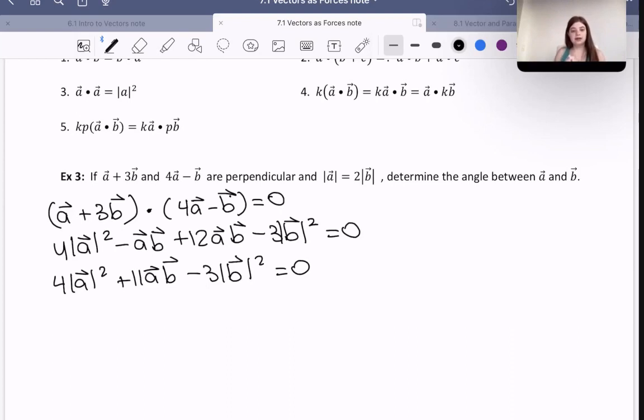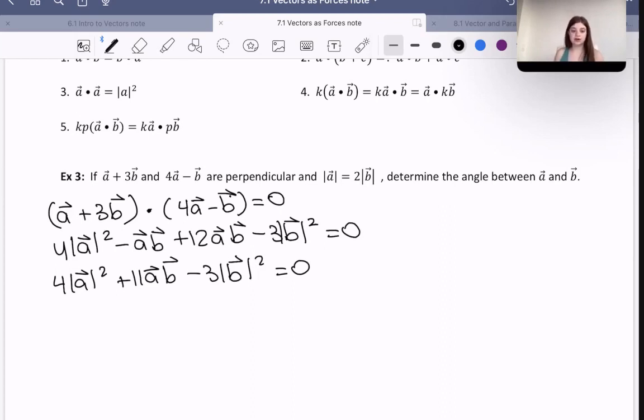Well, to me, this looks like some sort of a quadratic, right? So our instinct here might be to try and factor it. However, we just expanded it, right? So factoring it would just get us back to where we started. I think it's about time that maybe we use this fact that the magnitude of A is 2 times the magnitude of B, and we translate this into something a little bit simpler for us. So let's go ahead and do that.